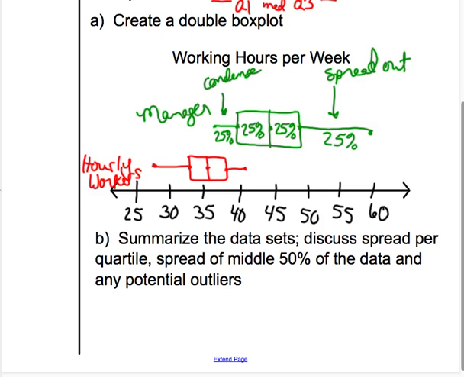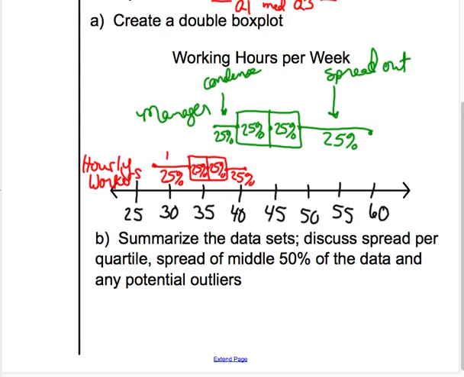Looking at the hourly workers, it's the reverse. This holds 25% of the data. A common mistake that students make when they're interpreting a box plot is thinking that a longer whisker means it has more data. It does not. It means the data is more spread out. There's more change in the data in that piece of the box plot.